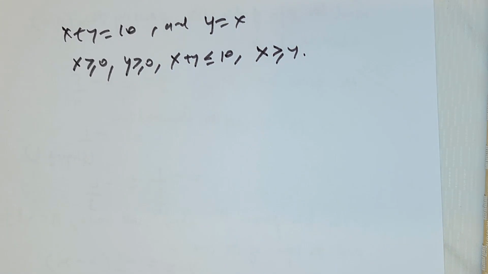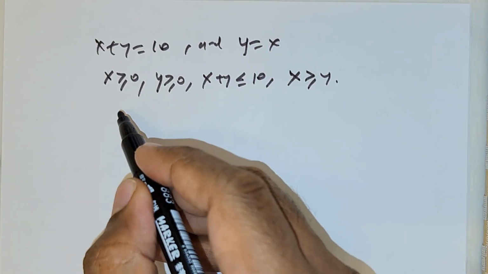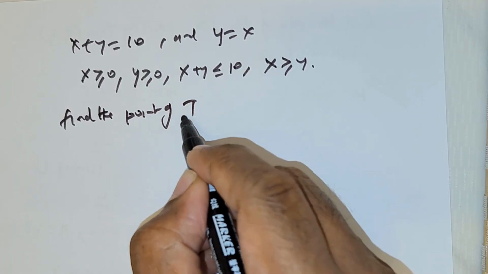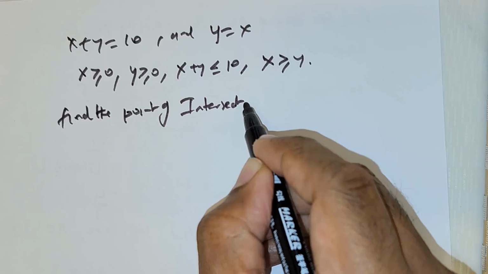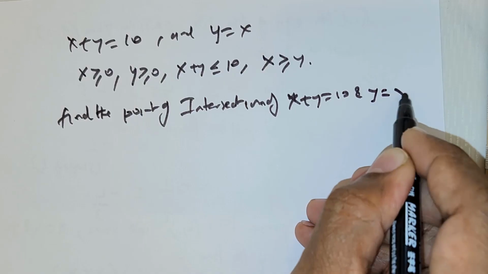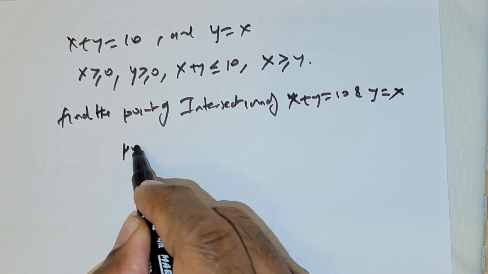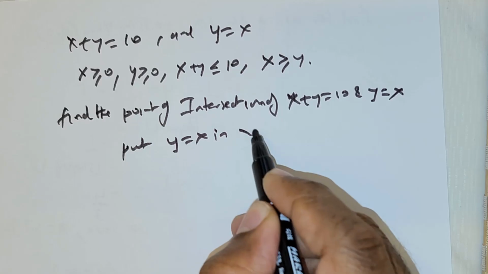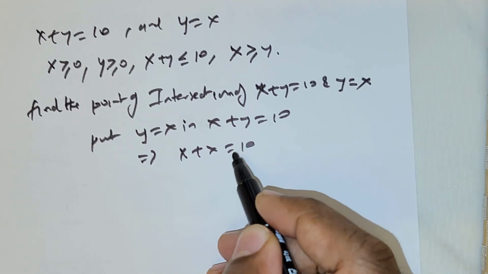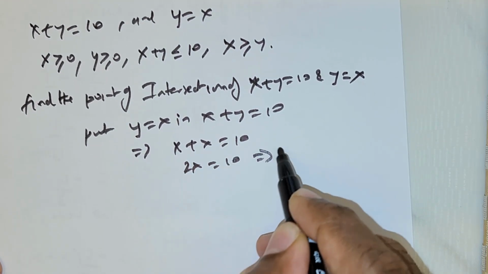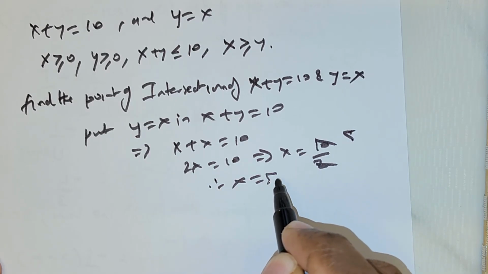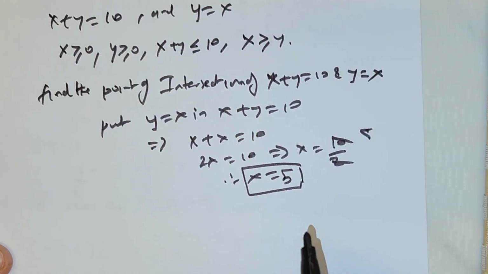So let us see how to draw this graph. Foremost, we have to find the point of intersection of x + y = 10 and y = x. So I'm going to put y = x in x + y = 10. This means I get x + x = 10, 2x = 10, which means x = 10 over 2, 2 divides here 5 times, therefore x = 5. This is what we get.